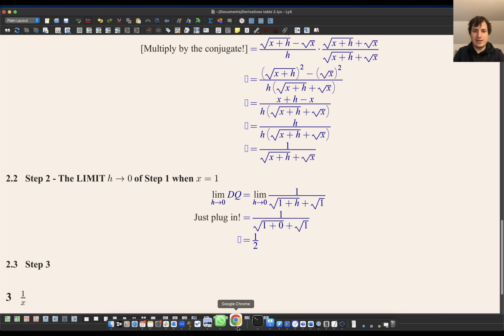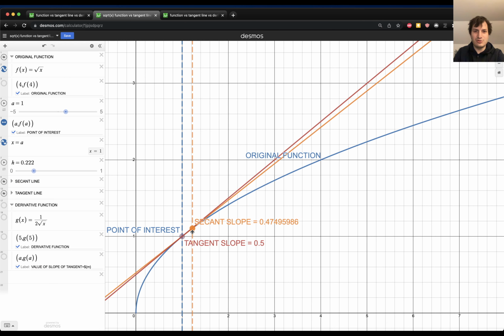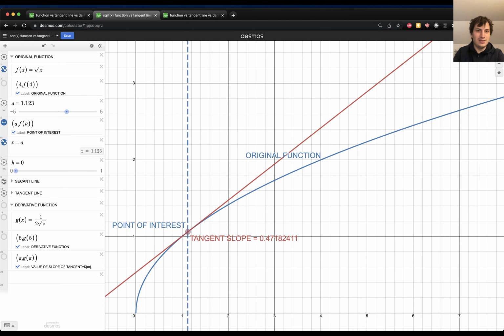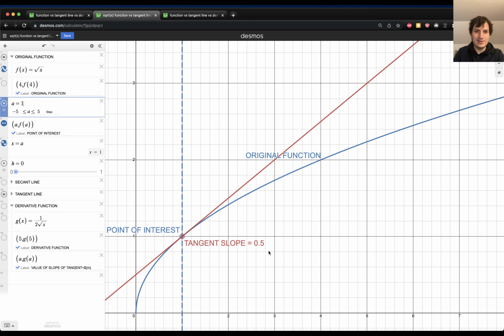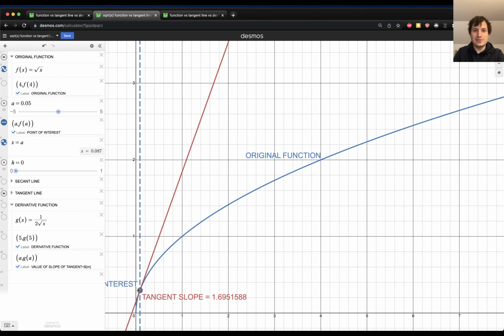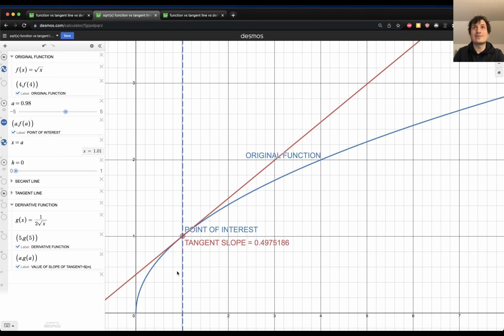And we can double check that this makes sense in Desmos. Is the slope getting closer and closer to a half? Is the tangent line slope a half? Yes, it is, 0.5. So perfect. So we figured out the slope of the tangent line when x equals 1 was exactly a half. Let me go back to x equals 1 exactly, okay? And now the question is, how is it changing? How does this tangent line slope depend on x?